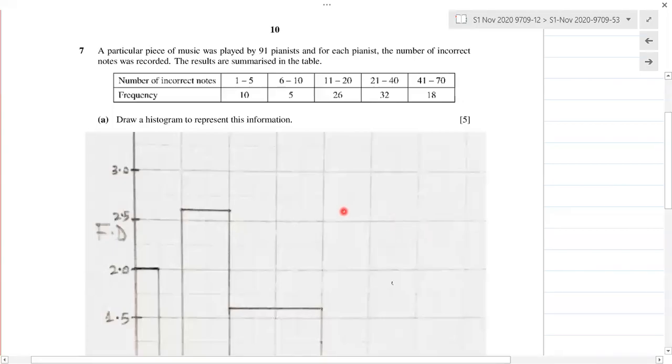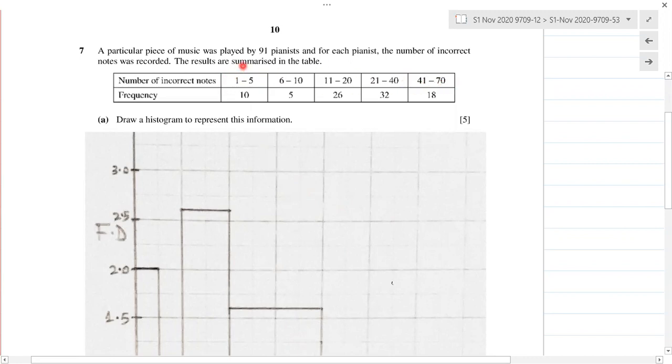Question number 7. A particular piece of music was played by 91 pianists, and for each pianist the number of incorrect notes was recorded. The results are summarized in the table. So the number of incorrect notes is given as this.